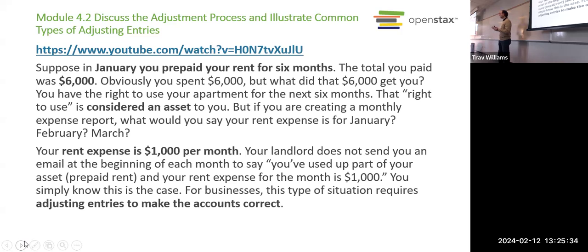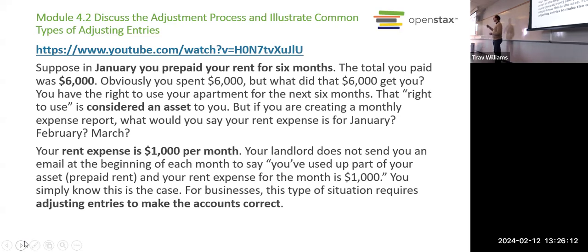Well, you have the right to use that property for the next 6 months. So that prepaid rent is considered an asset. Right? It's not something physical, but it is something you own. You own the right to use that rent. Now, each month, you use up one of those 6 months, right? So after January is over, you've used up $1,000 worth of that prepaid rent.